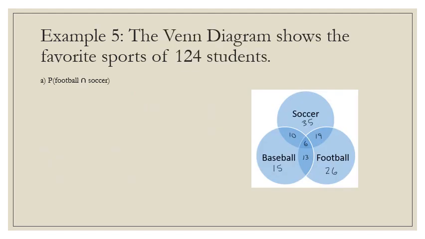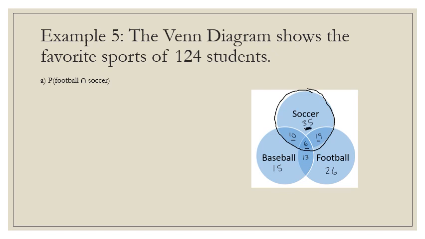Next one, so now we're going to use a Venn diagram. These are also really useful, okay? The Venn diagram shows the favorite sports of 124 students. So if you don't know how a Venn diagram works, you look at one of the circles, like this circle for soccer, for example. So this means 35 plus 10 plus 6 plus 19, that's the total in the circle, like soccer.